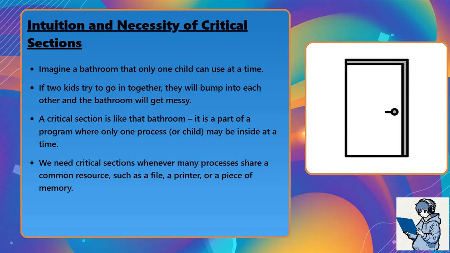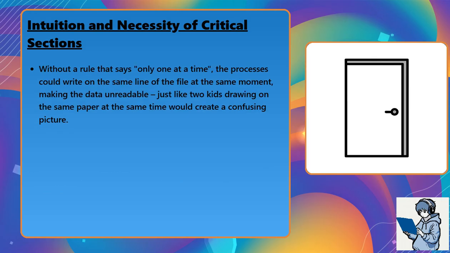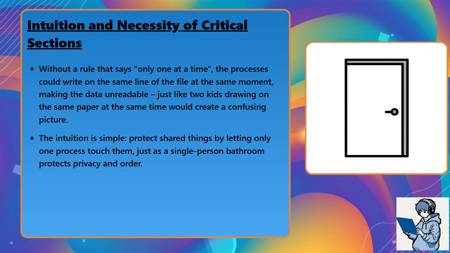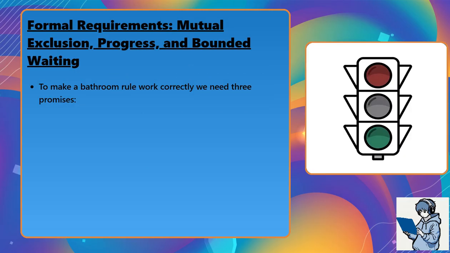We need critical sections whenever many processes share a common resource such as a file, a printer, or a piece of memory. Without a rule that says only one at a time, the processes could write on the same line of the file at the same moment, making the data unreadable, just like two kids drawing on the same paper at the same time would create a confusing picture. The intuition is simple: protect shared things by letting only one process touch them, just as a single-person bathroom protects privacy and order. To make a bathroom rule work correctly, we need three promises.